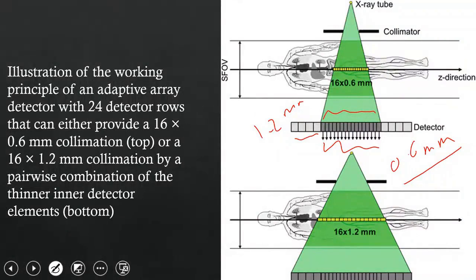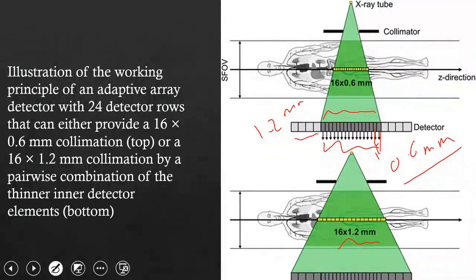Okay, if I say I want to work with 16 at 1.2 millimeters, what will the 1.2 do? I will work with all the rows I have that are available, but every 2 detectors that were 0.6 with 0.6, I will consider them as 1 row of detectors. Right, doctors? It's like you're doing a pairing or combination between the detectors in the center. For me, every 2 will be paired together.